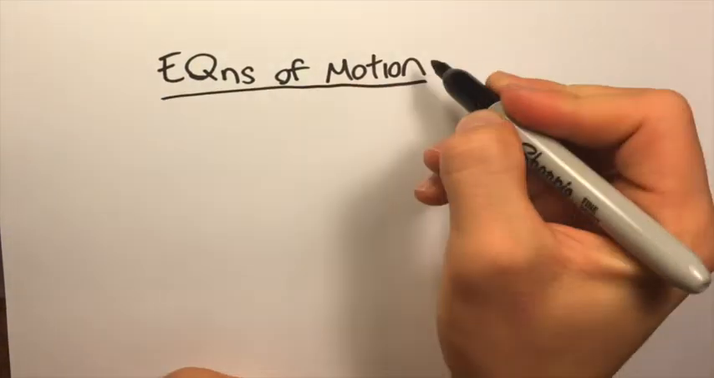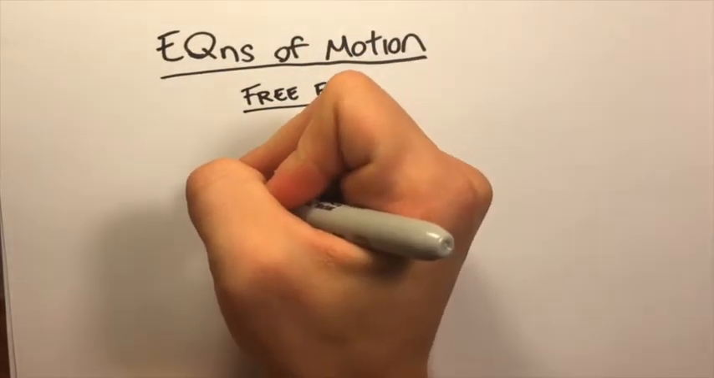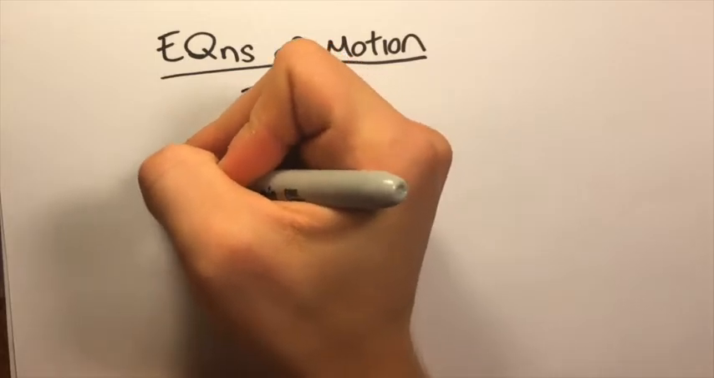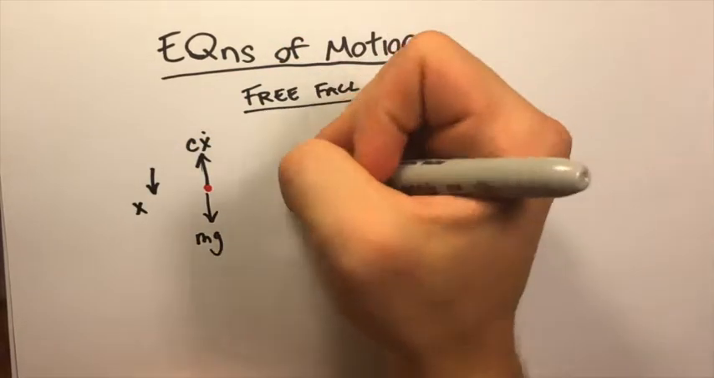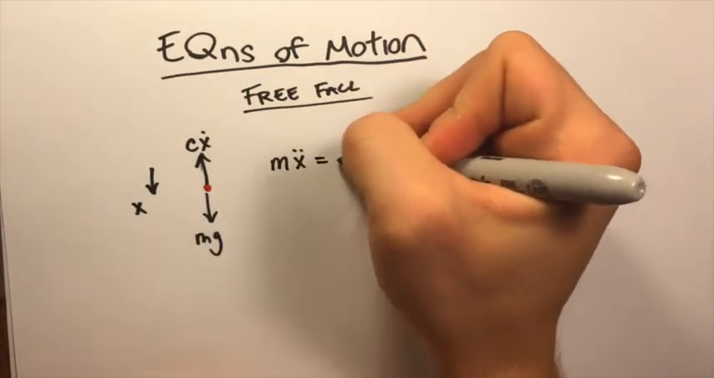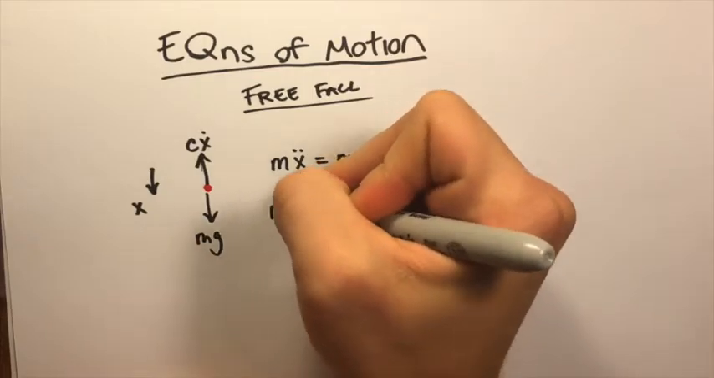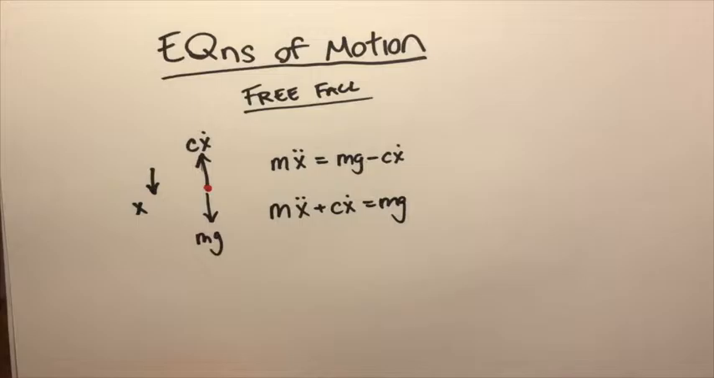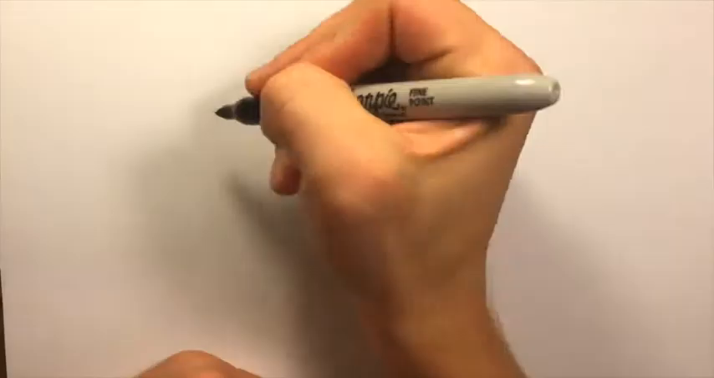We will now derive the equations of a bungee jumper's motion. Here again is the free body diagram for the free fall portion. From this, it is easy to deduce the equation of motion, m x double dot plus c x dot equals mg. Here, m is the mass of the jumper, c is the damping coefficient, g is the acceleration due to gravity, and x is the displacement of the jumper from the initial position.